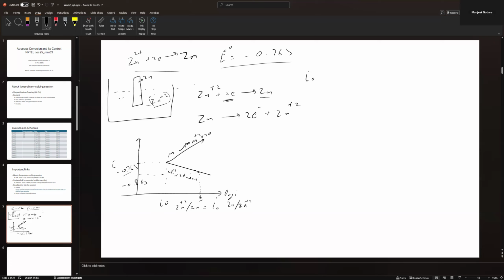So a lot of questions you are asked: what is the change in the potential? Like how much external potential should be applied for this rate of corrosion, or this is the rate of corrosion and you need to suppress it, so what potential should you apply?